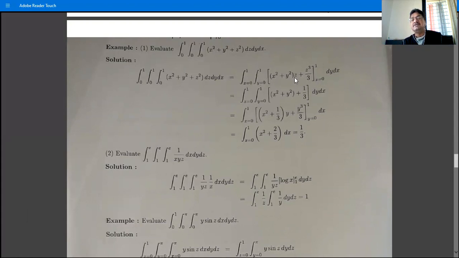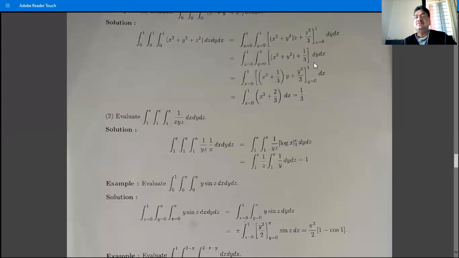All right, x square z plus y square z. The integration of x square with respect to z is x square z, plus y square z, and then the integration of z square is z cube by 3, where z runs from 0 to 1, then the value at the upper limit minus the value at the lower limit. If you substitute z is equal to 1, we have this value, and if you substitute z is equal to 0, we have 0.